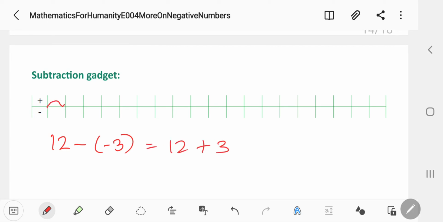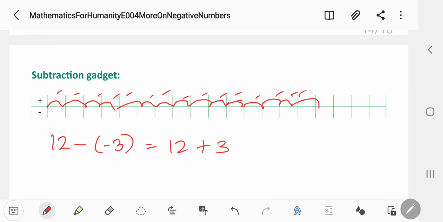So this is just 1 2 3 4 5 6 7 8 9 10. This is 1 2 3 4 5 6 7 8 9 10 11 12, and then you add 3: 1 2 3. So with 1 2 3 4 5 6 7 8 9 10 11 12 13 14 15, this is equal to 15. So therefore 12 minus negative 3 is 15. So that's how simple it is.